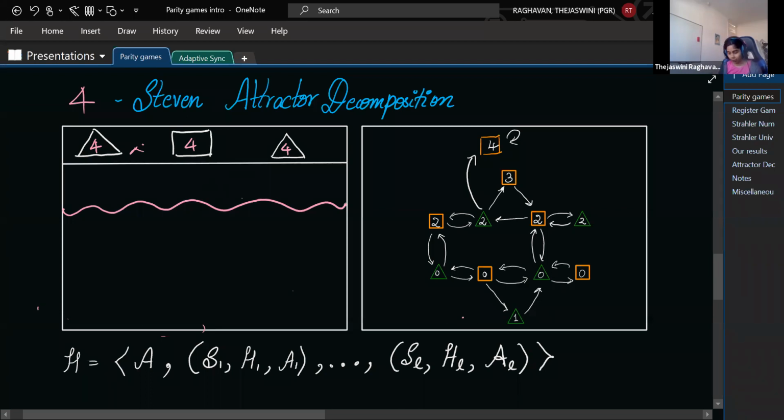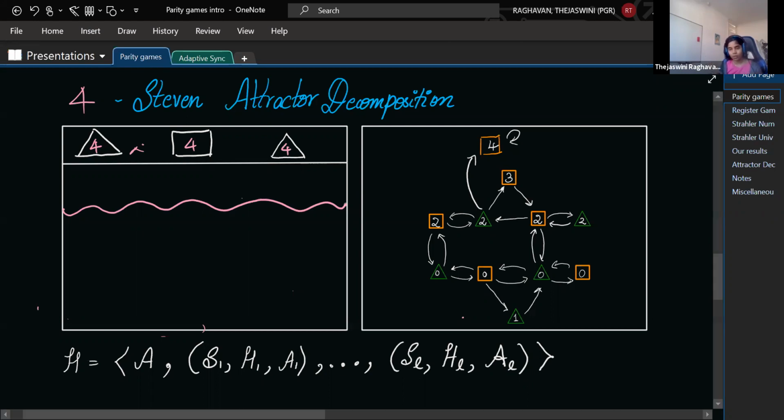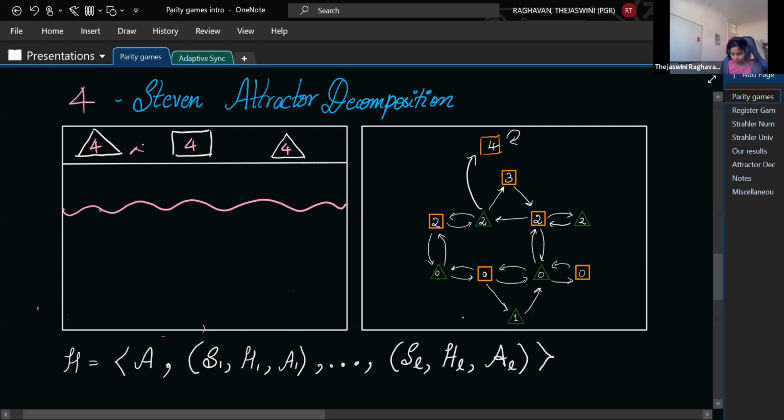If that is the case, what you do is you remove 4 and its attractor, and we claim that if every vertex in this game was in fact winning for Steven, then you can recursively partition the rest of the game, the complement of 4 along with Steven's attractor to 4. So the rest of the game you partition into winning regions for Steven that look like the following.